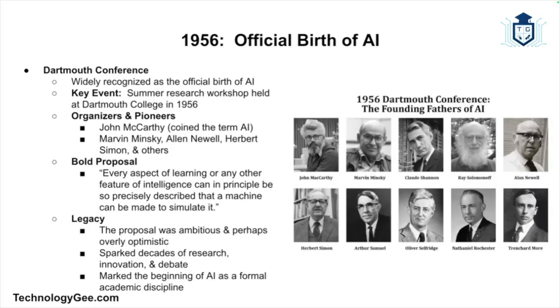Moving forward to 1956, this is considered the official birth of AI, with what's called the Dartmouth Conference. This is the moment most historians call the official birth of AI. In 1956, John McCarthy, Marvin Minsky, Allen Newell, Herbert Simon, and others gathered at Dartmouth College for a summer workshop. McCarthy coined the term artificial intelligence. They proposed that every aspect of learning or any other feature of intelligence can, in principle, be so precisely described that a machine could be made to simulate it. Now, that statement was bold and perhaps a bit premature, but it is what sparked a movement.